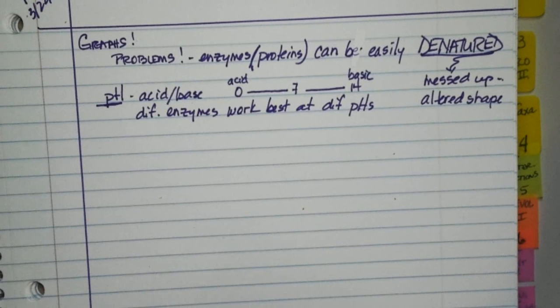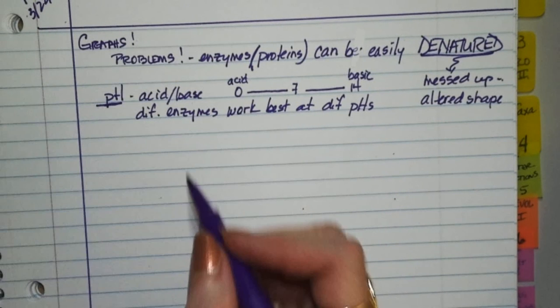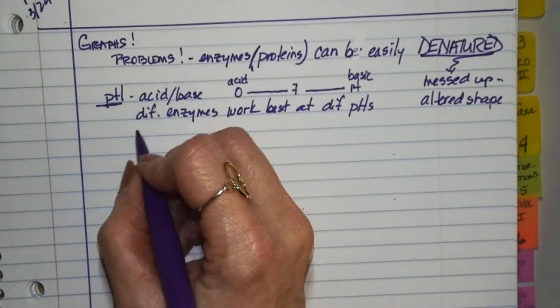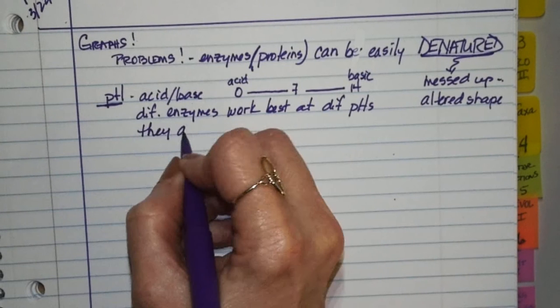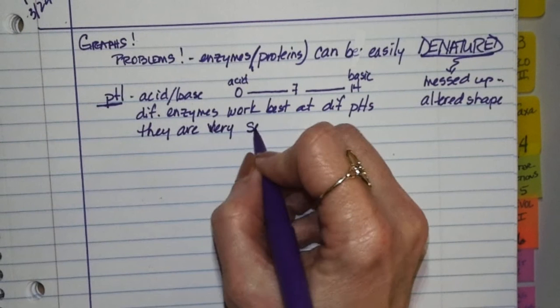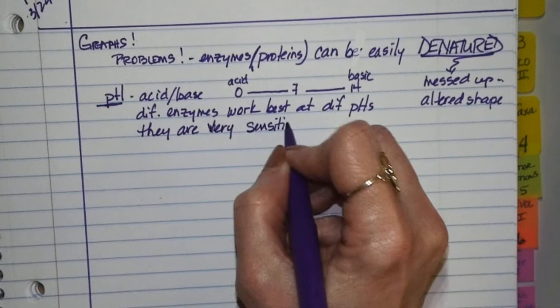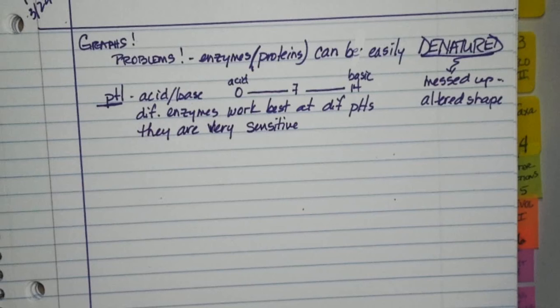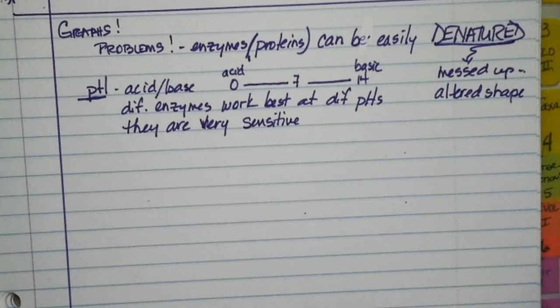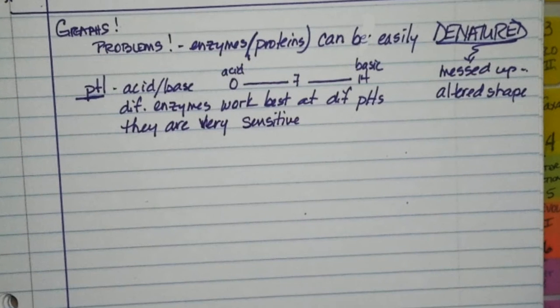Okay, these enzymes are very sensitive. They actually, strangely, are easily messed up. Let me see if I can make this a little bit bigger. That might be too big. Okay, so pH is the first one.